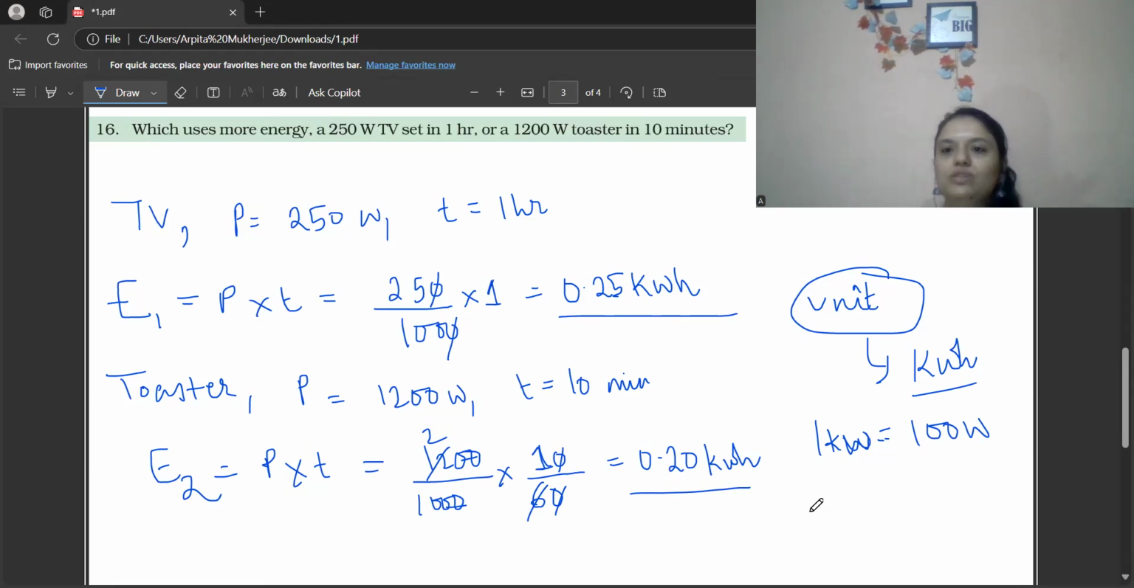Now you can do this problem in another way. If you're not comfortable with converting it into kilowatt hour, you can also do it in joules. It's the same way, and the answer will be the same. But this is much more favorable and very easy because you just have to convert to kilowatt. Always remember the unit is kilowatt hour, so the power is in kilowatt and your time is in hour. If it is given in some other unit, convert it and you can directly write the energy.